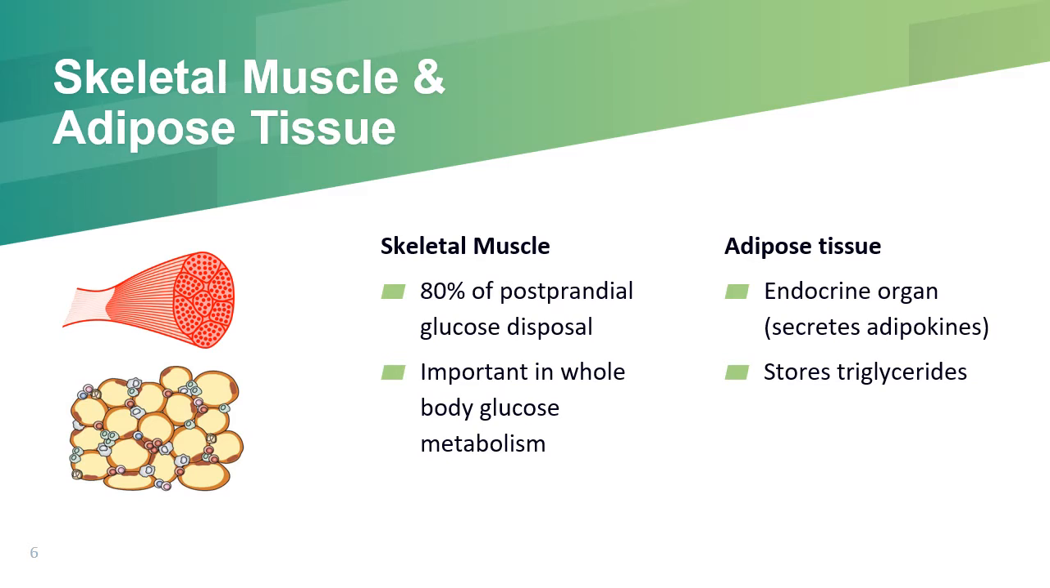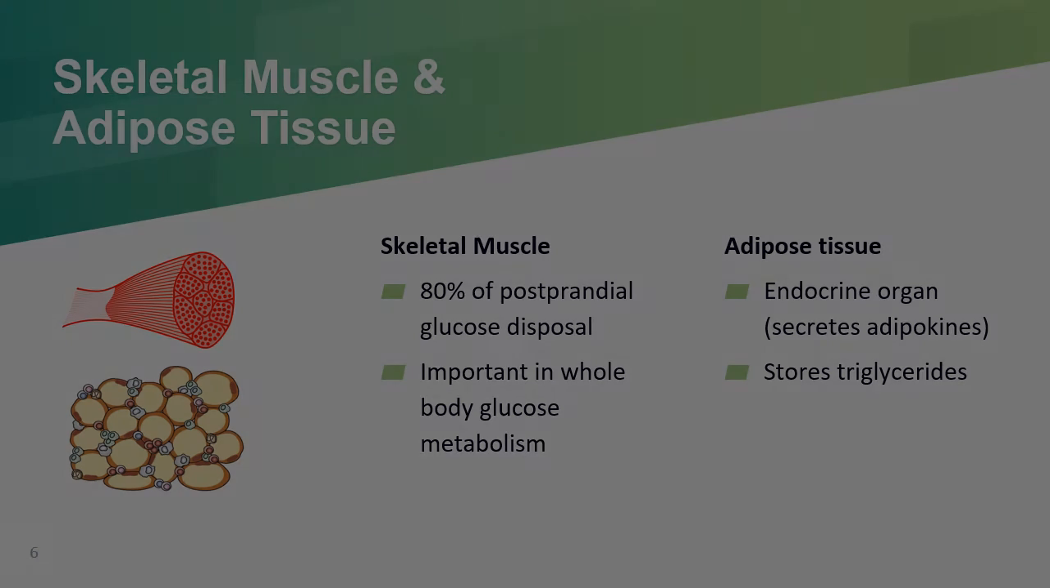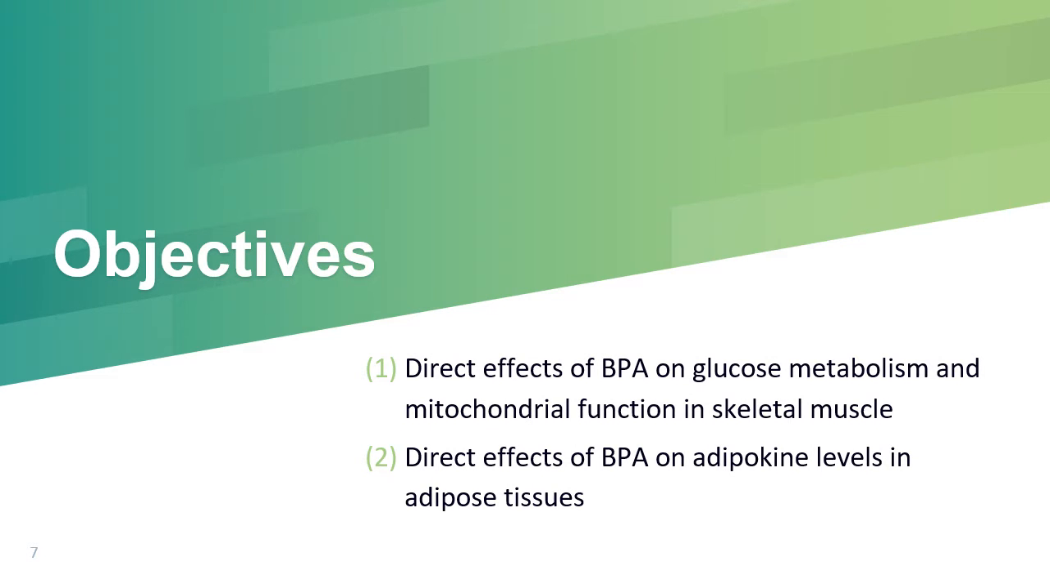So the skeletal muscle is important because it accounts for 80% of postprandial glucose disposal. Therefore, it is important in whole body glucose metabolism. The adipose tissue, in addition, is also very important for homeostasis because it's an endocrine organ and secretes adipokines, and also it stores triglycerides. So the objectives of this study were, one, to determine the direct effects of BPA on glucose metabolism and mitochondrial function in skeletal muscle, and two, to determine the direct effects of BPA on adipokine levels in adipose tissue.